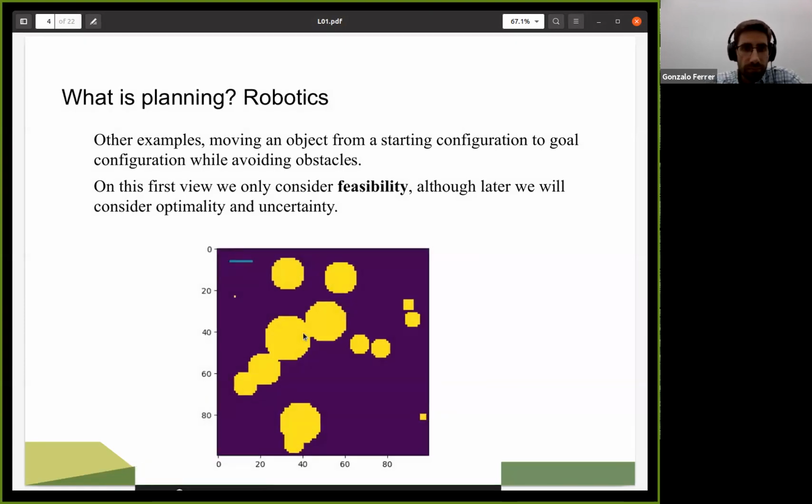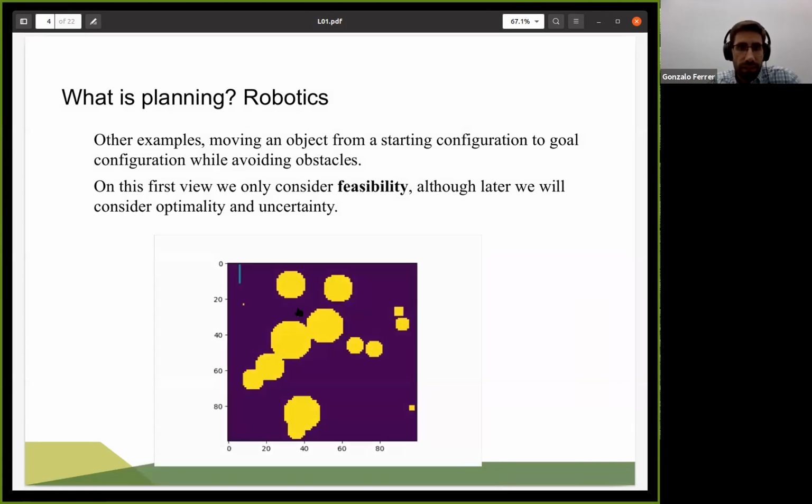Okay, so in the first view, we don't care about optimality. We just care if there's a plan, if one exists. That's what we consider feasibility, right? If it's possible to do this plan, in this case, bringing this rod from this point to the other.